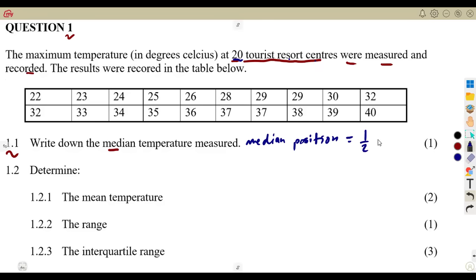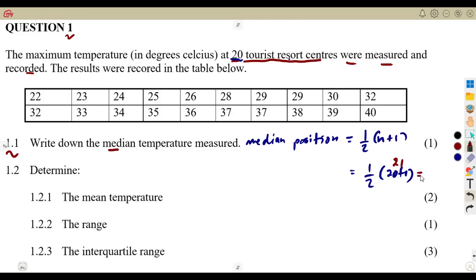We do understand this is half of n plus 1. This is ungrouped information, so we must use n plus 1. For grouped information we just use half of n, assuming it is going to give us an exact value. But when working with ungrouped information, do not forget to use the n plus 1. So that is half of the distribution, where n, the total number that we have, is 20. So that's 20 plus 1, which is 21.